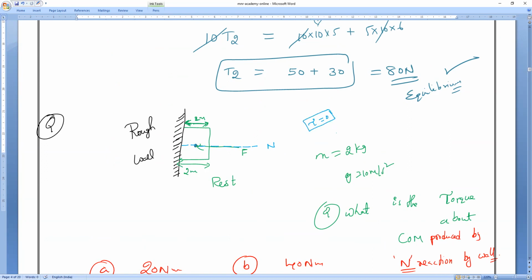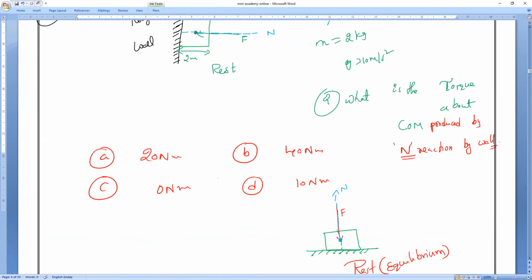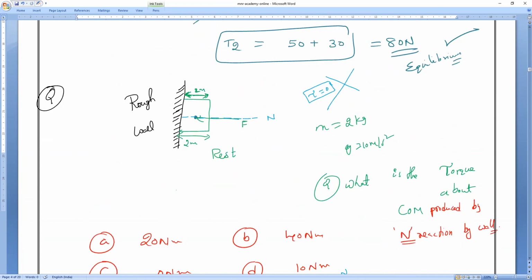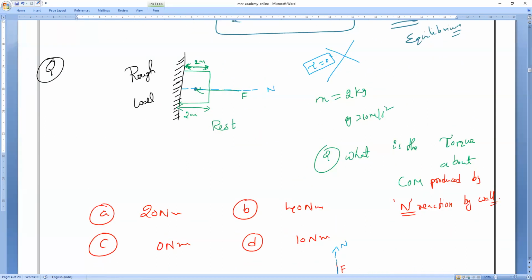Yes, please. If you chose the answer 0, you have made a blunder. The answer is not 0, because they are not asking about the normal reaction done by the force. What are they asking? The torque produced by the wall. Torque about the center of mass produced by the normal reaction N. About what? By the wall, they are asking.